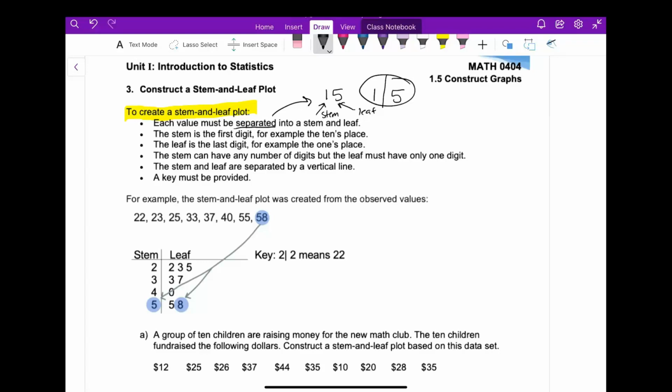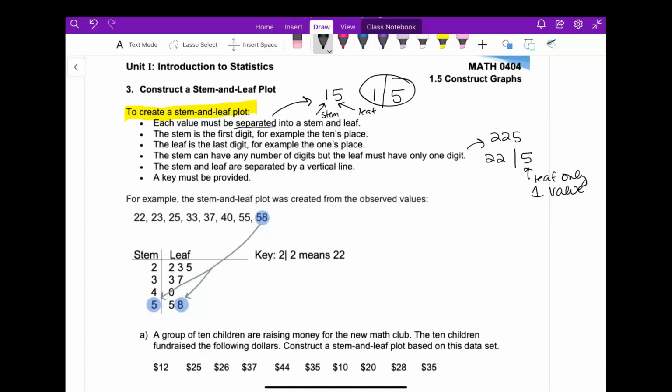So there's actually examples here. Let me give you an example of when we say any number of digits. Let's say I had a number that has 3 place values instead of just 2. This must be separated into something like this because the leaf can only have one value. And so you would have to let the reader know that the 22 signifies a certain place value and the 5 is a certain place value.